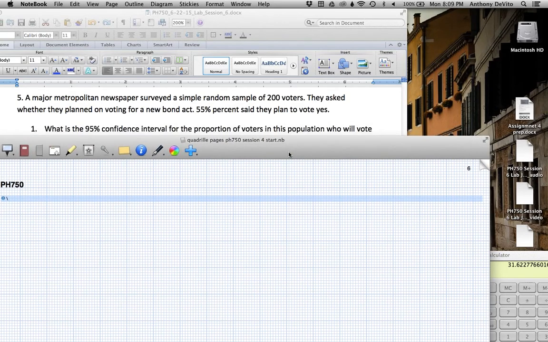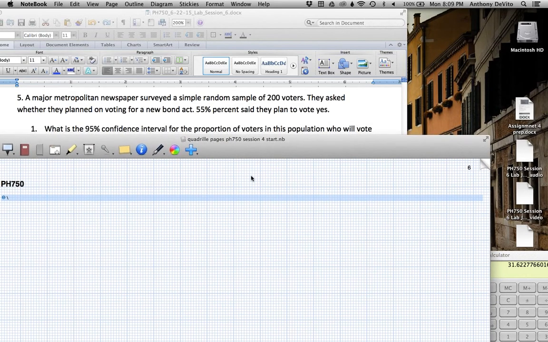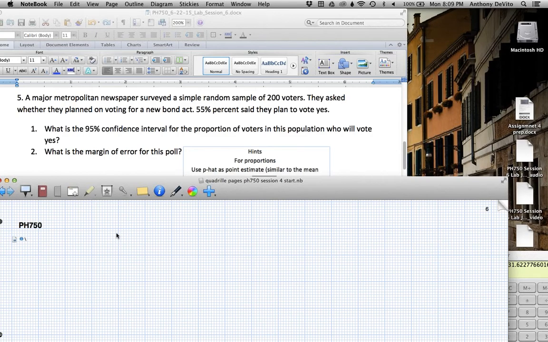Okay, so what is the proportion? Now P represents the proportion of people that are going to vote yes.